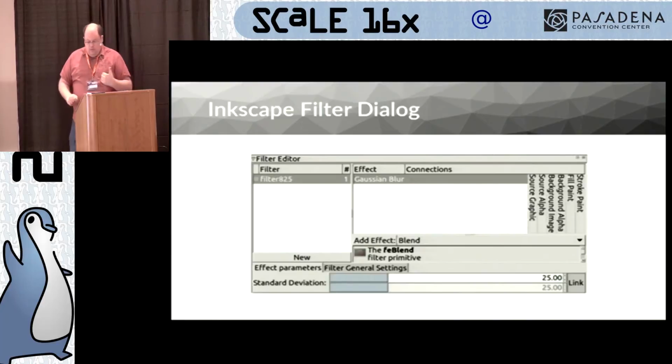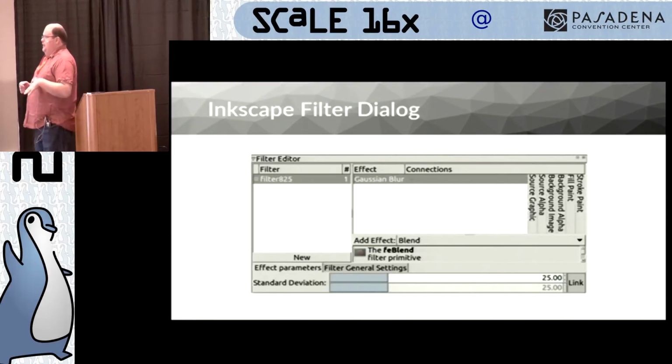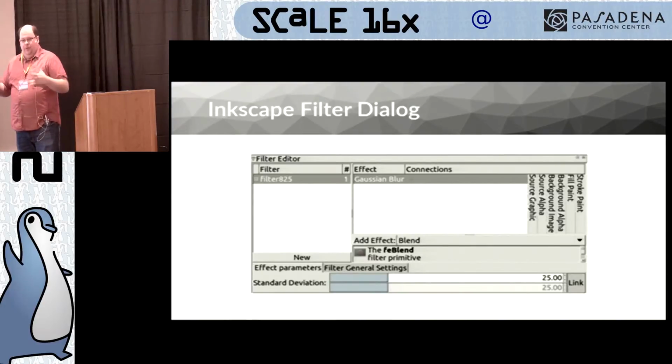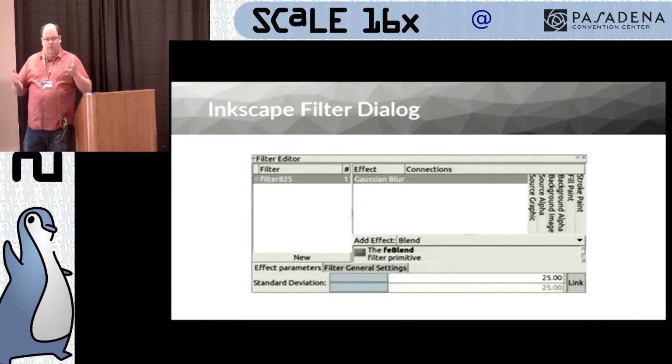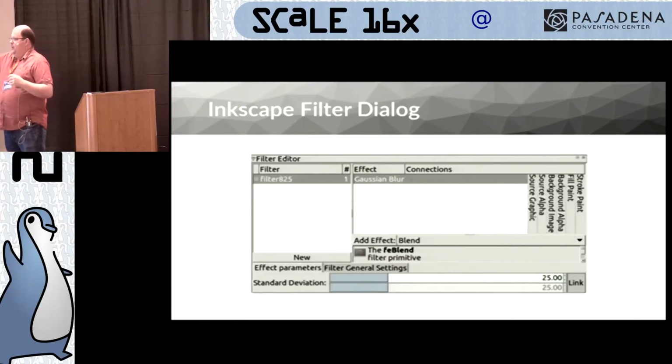In Inkscape, we have a filters dialog, and this is what you're going to start using to build and edit your filters. The filter we've got now is just a Gaussian blur. We just put a blur on a circle. That's all we did, and voila, we've got a Gaussian blur. Then on the right side, we have all of your different inputs.